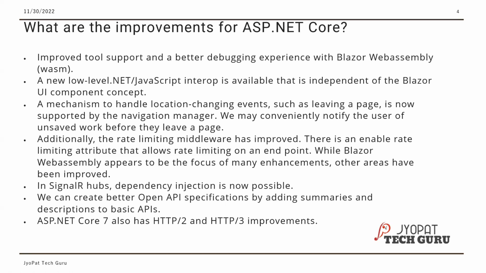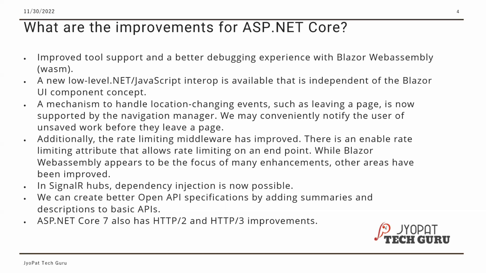Additionally, the rate limiting middleware has improved. There is an EnableRateLimiting attribute that allows rate limiting on an endpoint. While Blazor WebAssembly appears to be the focus of many enhancements, other areas have been improved. As far as the .csproj file is concerned with respect to ASP.NET Core, we have one of the standard attributes wherein we give the enable option. So here the rate limiting middleware has been improved and you are able to enable the rate limiting attribute.